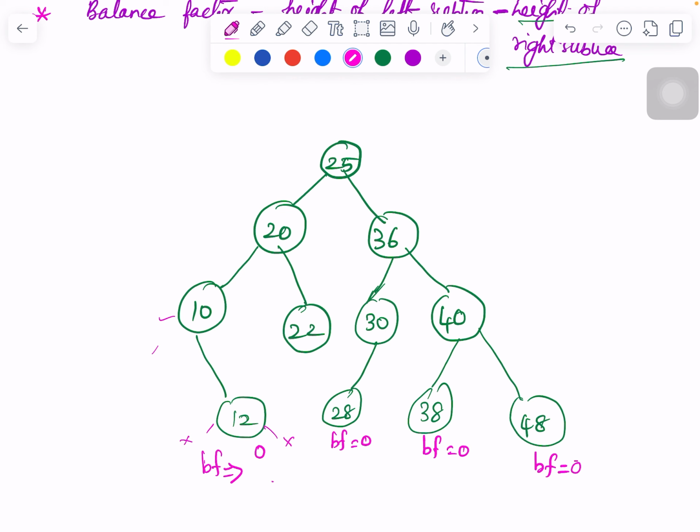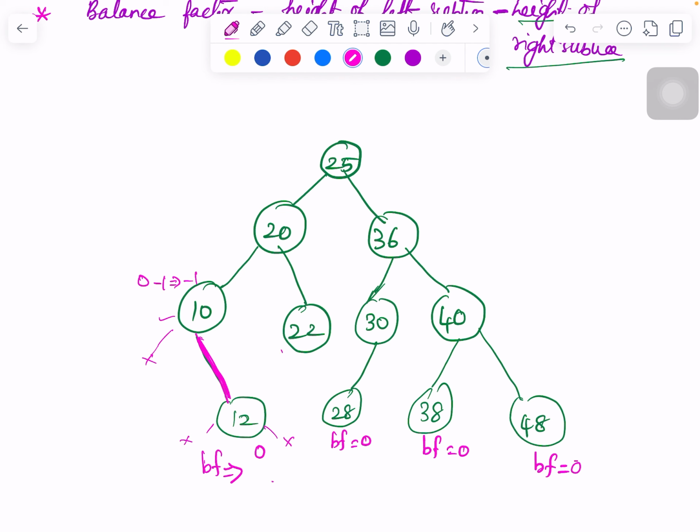Now let us find out for node 10. Here there is no left subtree, so it is 0, the height of the left subtree minus the height of the right subtree. What is the height of the right subtree? It is one edge, so it is 1. So the balancing factor for node 10 is the height of left minus the height of right, 0 minus 1, so it's going to be -1. Fine. Now let us find out for the rest of the nodes.